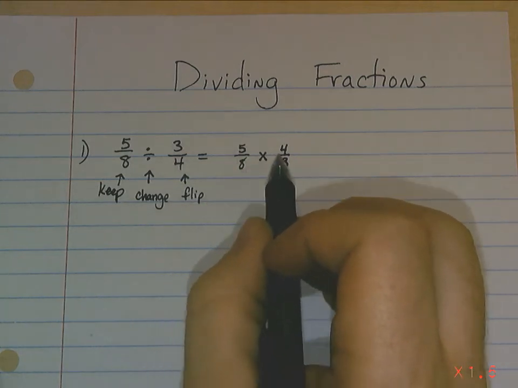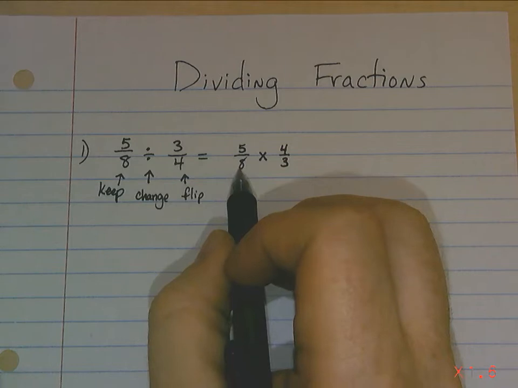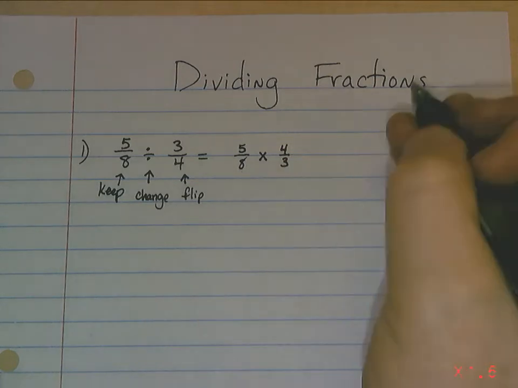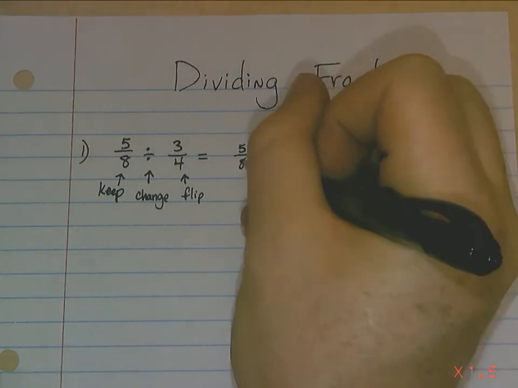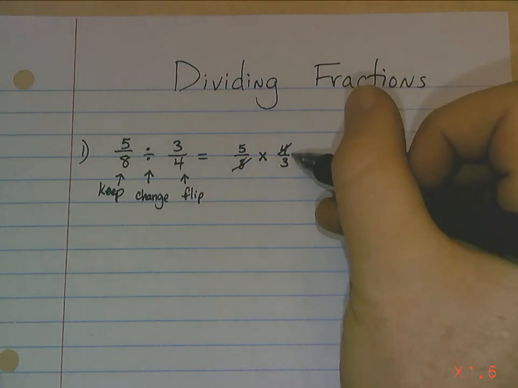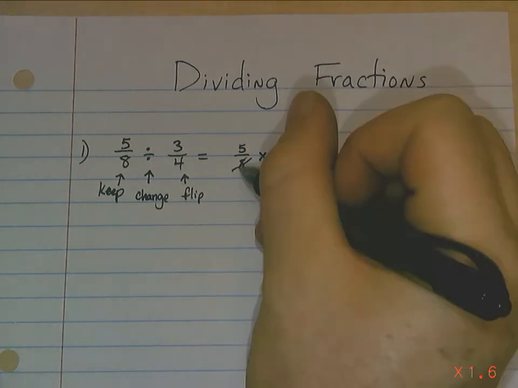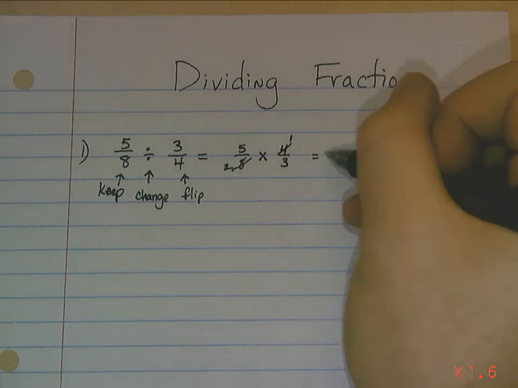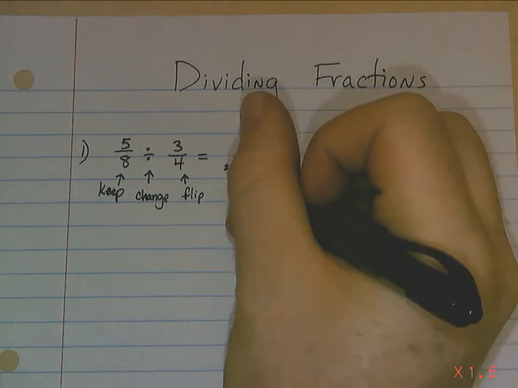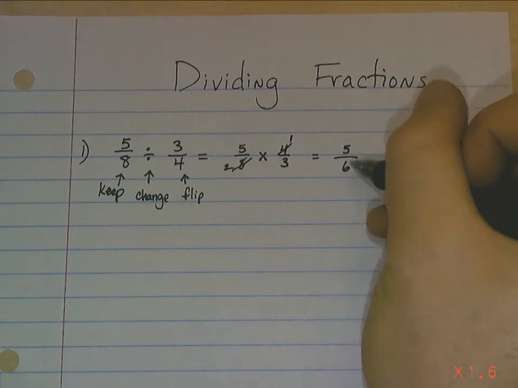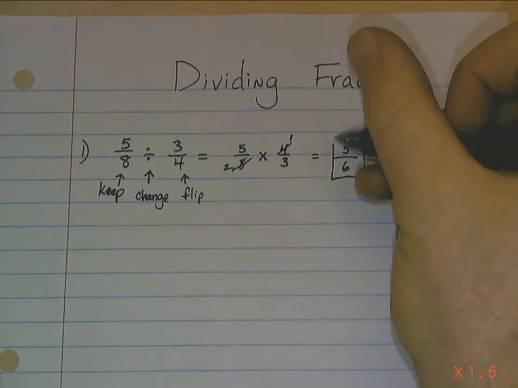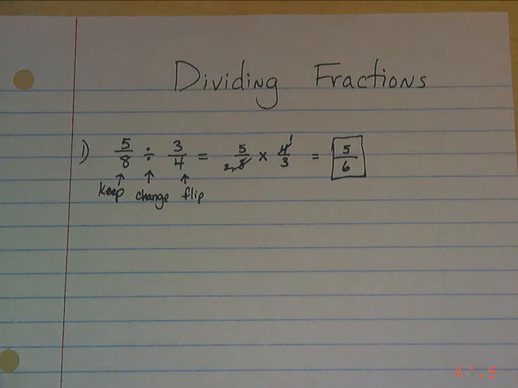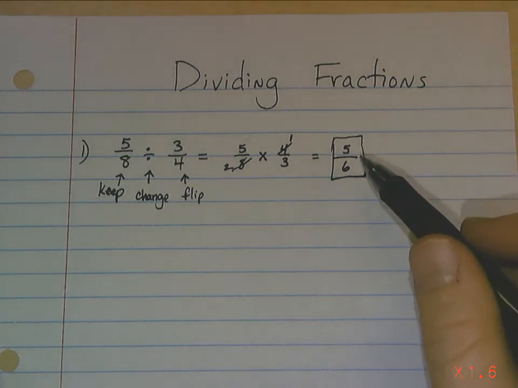We could simplify the 4 and 8. 4 can go into 8 two times. 4 can go into itself once. So let's divide this by 4 and divide this by 4. 4 divided by 4 is 1. 4 into 8 is 2 times. And then you just multiply straight across. 5 times 1 is 5. 2 times 3 is 6. And then you're done, and that's simplified: 5/6. Again, we simplify so it's easy to understand.